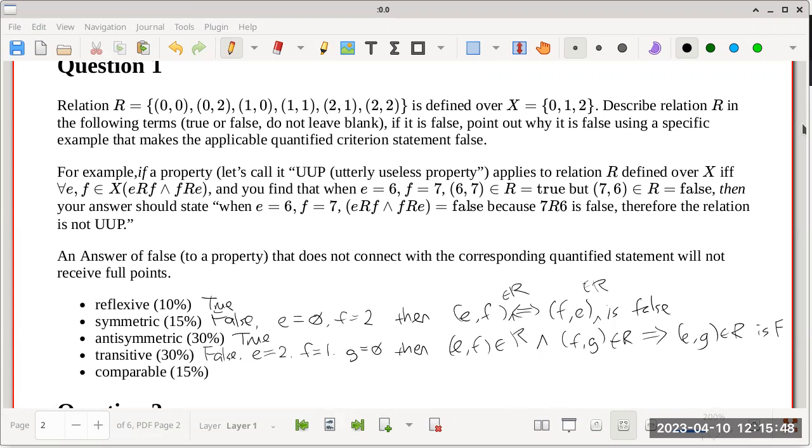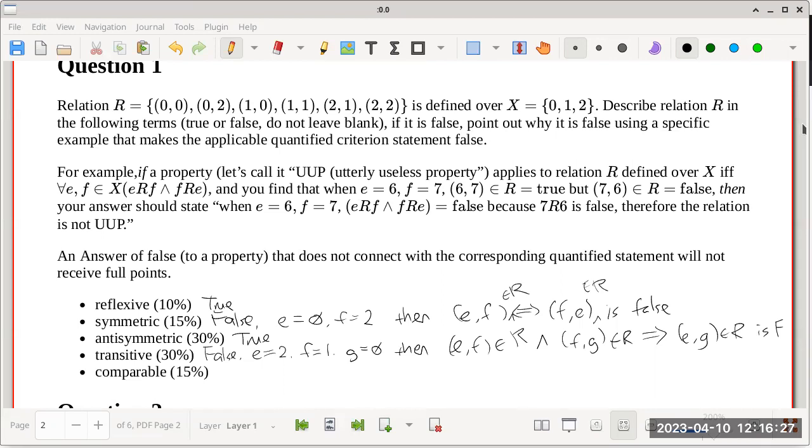Now, does that correspond to one of the properties of relations that we have talked about? The answer is no. That's why it's used as an example. And that's also why the property is called the UUP, which is utterly useless property. It's just an example. That's all it is. That one is just an example to say that, if the property is defined this way, what kind of answer am I expecting? So it's about the format of the answer, not about the meaning of the various properties that we actually care about in this question.